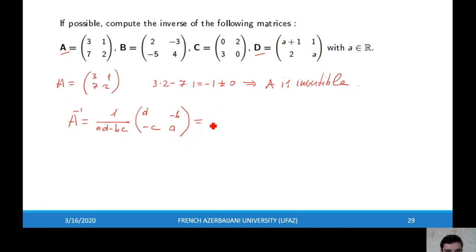It will be 1 over minus 1, and we change the places of 3 and 2, and change the sign of 1 and 7, minus 1, minus 7. That's it. And this matrix multiplied by minus 1 will be [minus 2, 1; 7, minus 3]. I'm sorry, minus 3. That's it.